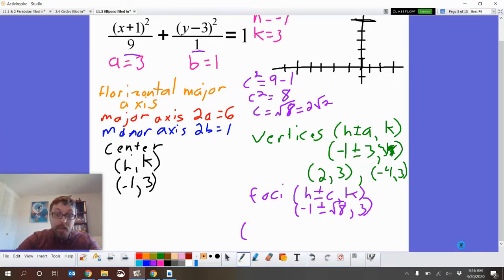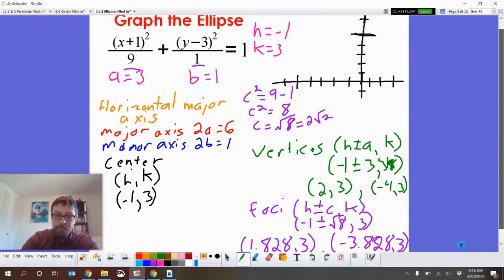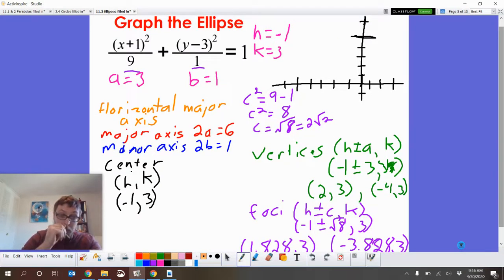All right. -1 plus the square root of 8 is 1.828, comma 3. And then -1 minus the square root of 8 is -3.828, comma 3. Yep. So now we just got to graph all this stuff. I'll start with my center. My center is at -1, 3. So there's our center.